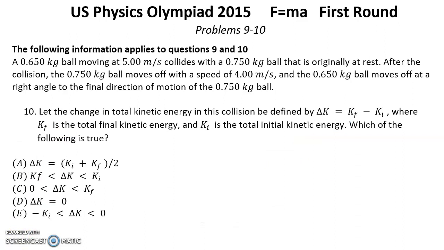Question 10. Let the change in total kinetic energy in this collision be defined by delta K equal Kf minus Ki, where Kf is the total final kinetic energy and Ki is the total initial kinetic energy. Which of the following is true?